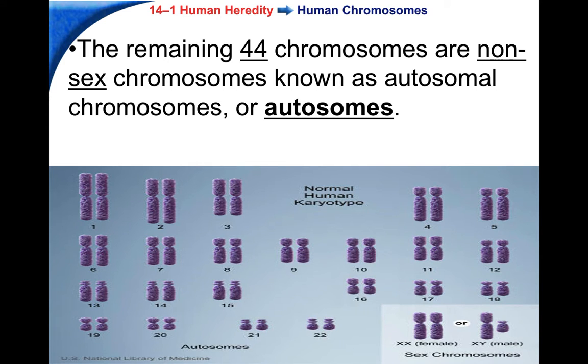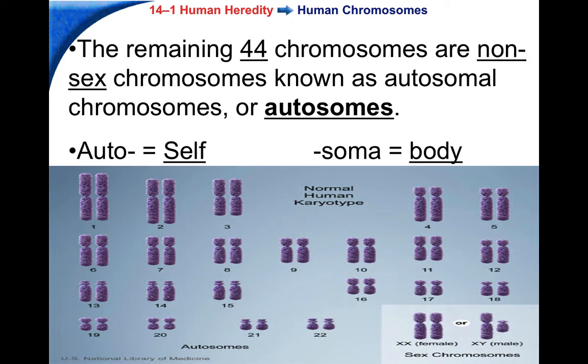Okay, the other 44 chromosomes that are the non-sex chromosomes, we also call autosomal chromosomes. If you guys remember these words from earlier in the year, auto means self or by itself, and soma means body. Do you guys remember somatic cells and gametes? Somatic cells were the body cells. So autosomes are basically body chromosomes. They kind of control the body, whereas the sex chromosomes control the sex of the organism.